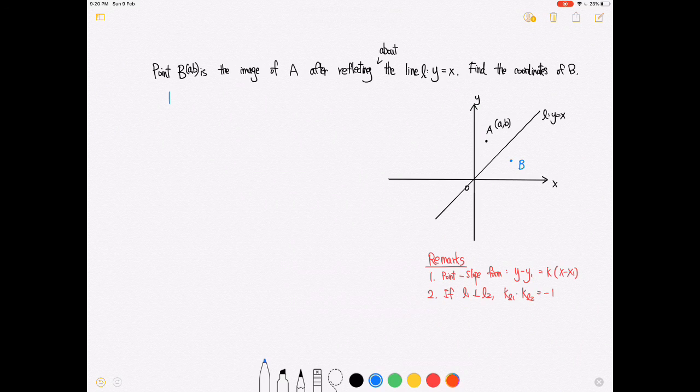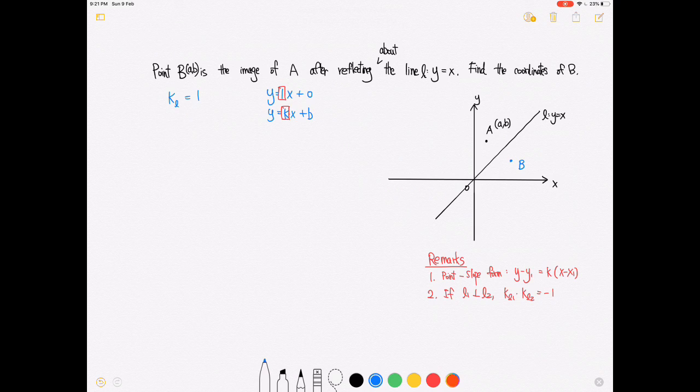First, what is the slope of L? L is a straight line, y equals x. So y equals x is actually y equals 1 times x plus 0, right? We know one form of the equation of a straight line is y equals k times x plus b. So therefore, we know the slope of the straight line will be 1. So kL would be 1.